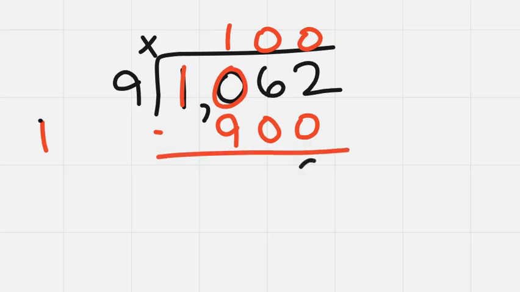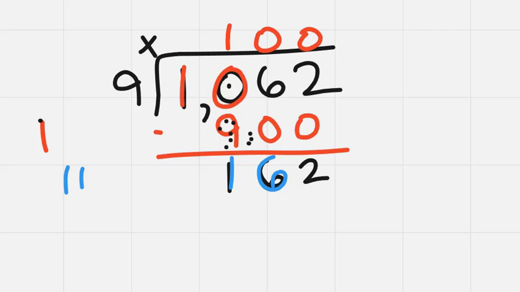2 minus 0 is 2, 6 minus 0 is 6, and then 10 minus 9, 10, 9, 8, 7, 6, 5, 4, 3, 2, 1. Now we divide again. 1 is too small, again, it's less than 9. So then we look next door at the 6. We'll count by 9 until we get as close as we can to 16.